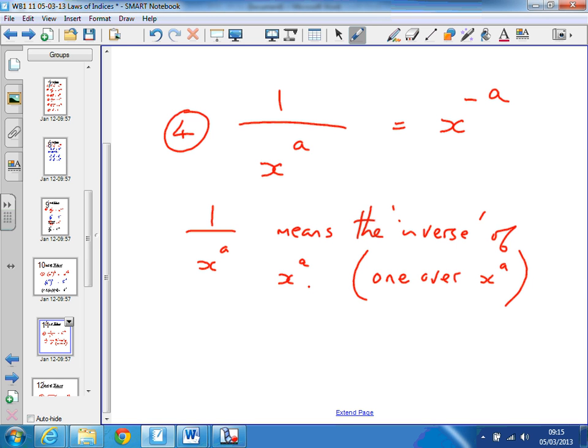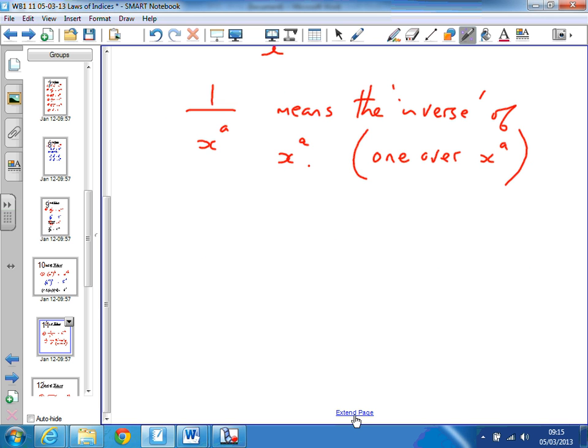I can rewrite 1 over x to the a as x to the minus a. The inverse here becomes a negative power. Okay? So what do I do to use this particular rule? If I've got 1 over something, I just rewrite it as x to the minus a. So for example, 1 over 5 cubed could be rewritten as 5 to the minus 3.